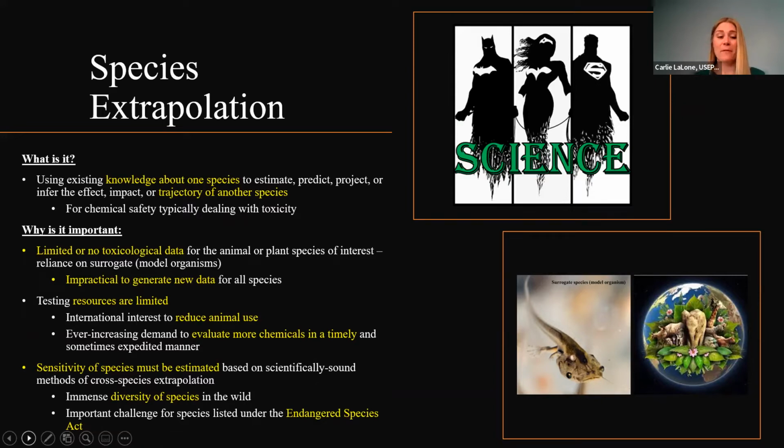But on top of that, there's an ever increasing demand to evaluate more chemicals in a timely fashion. And sometimes this includes an expedited fashion. And so we need to be basing our knowledge, our understanding of toxicity on scientifically sound methods for cross-species extrapolation that are transparent and understandable by the researchers as well as decision makers to be able to understand toxicity across the diversity of species, which becomes extremely important in the context of threatened or endangered species as well.